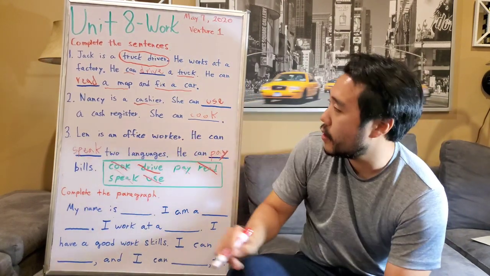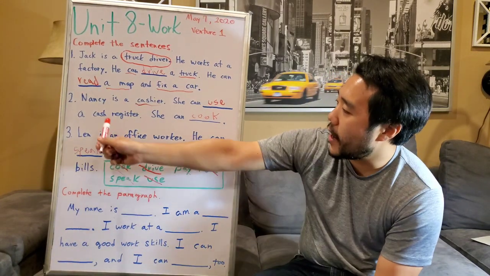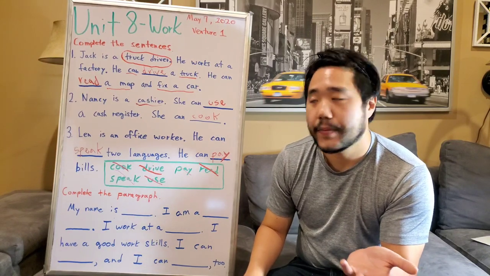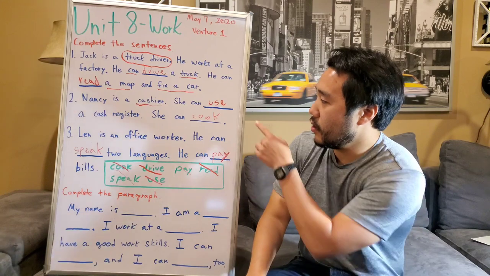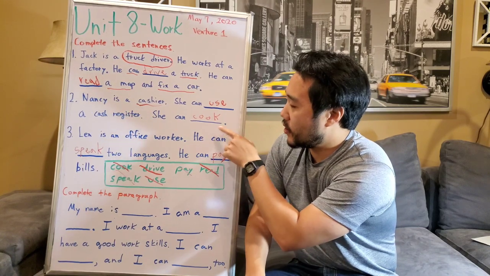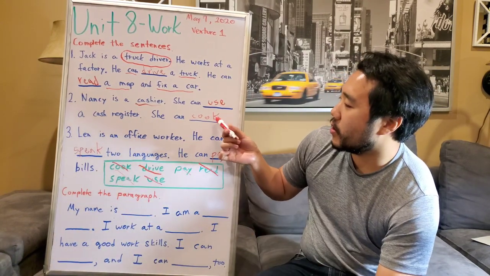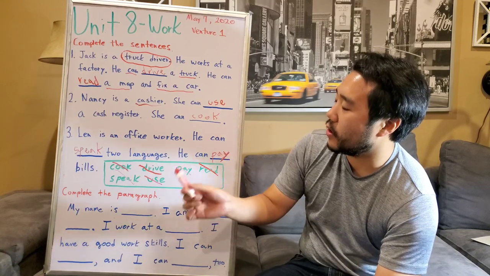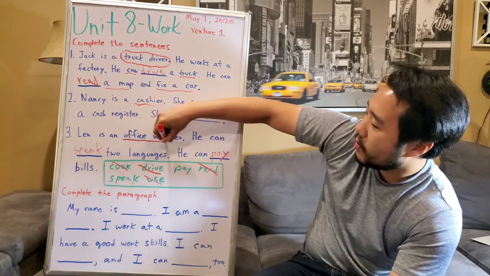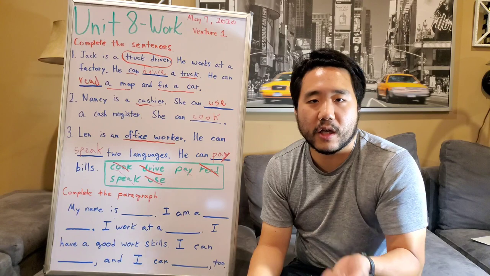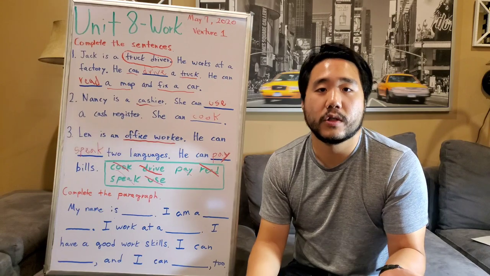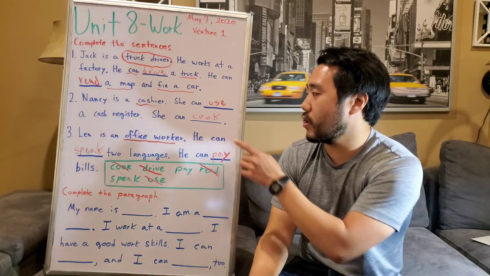So here, Nancy, her occupation is cashier. So she must have skills related to a cash register, and then use is a perfect verb for it. And then we have the verb cook. The reason I put cook here is because when I look at question number three, it says Len is an office worker, right? So his occupation is an office worker. But an office worker's skill doesn't involve cooking. And here she's a cashier, but she could be a cashier at a restaurant. So she might have the ability to cook, so that's why I use the word cook here.